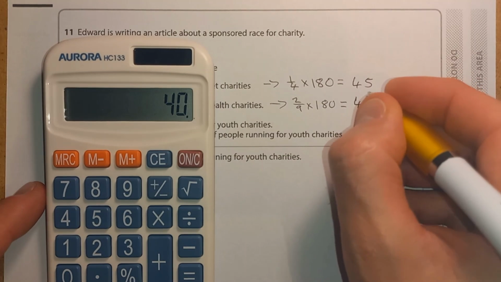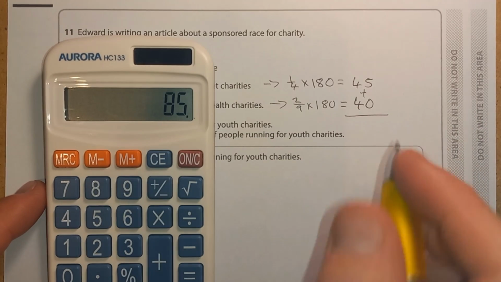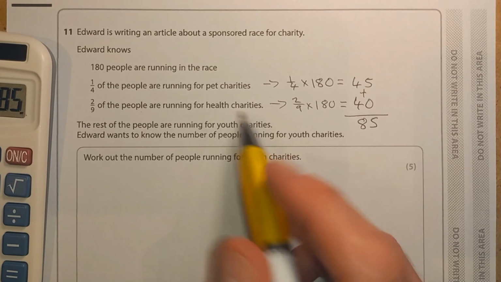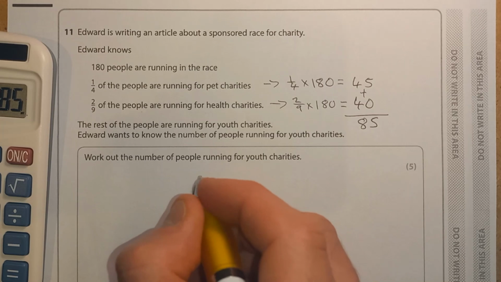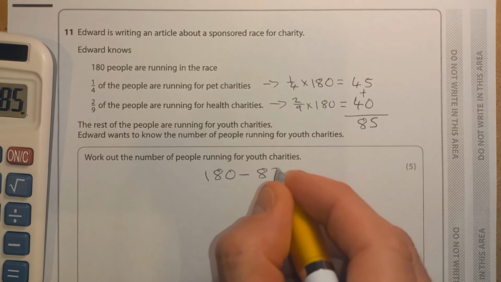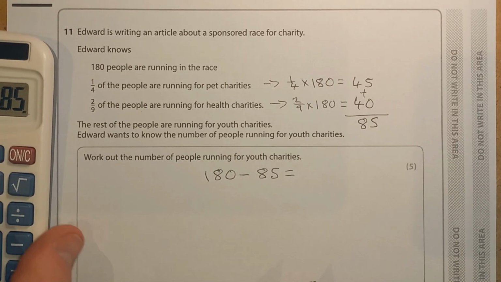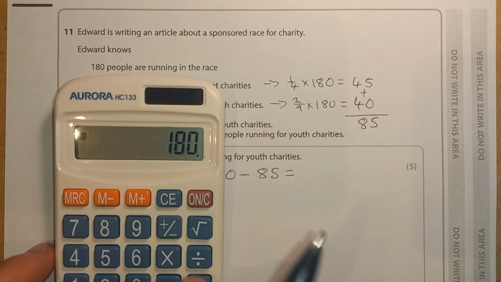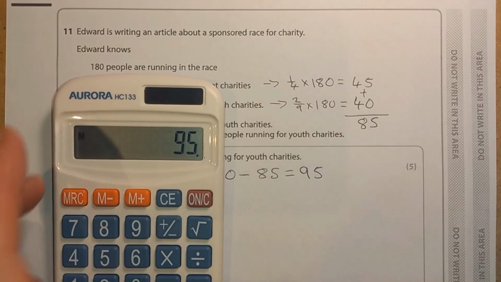Okay, so what we want to do is we want to add these two together. That gives us 85 people running for either pet charities or health charities. So those running for youth charities must be 180 minus the 85, the total of running for the other charities. So I can put that in my memory. Do 180 minus the memory leaves us with 95.